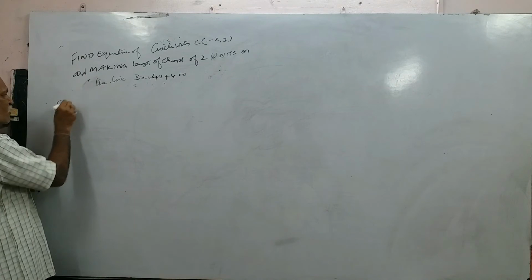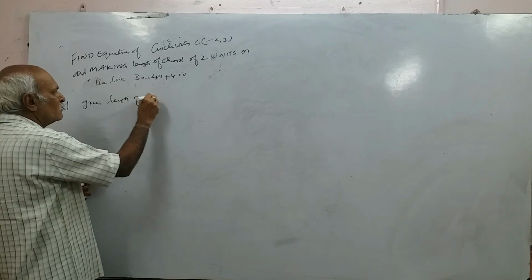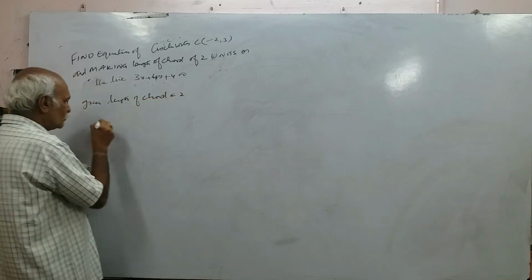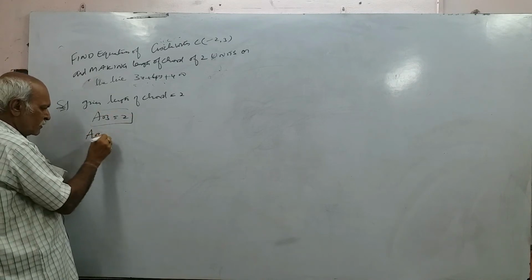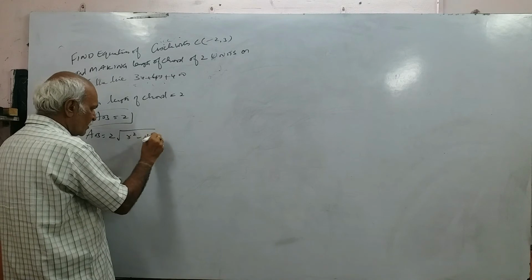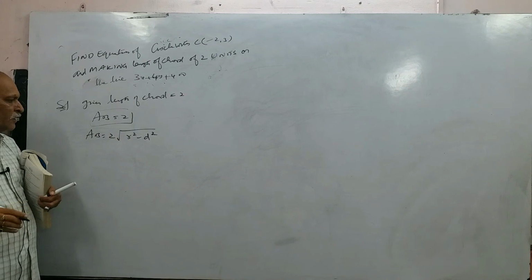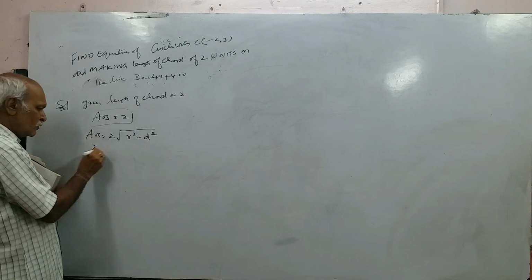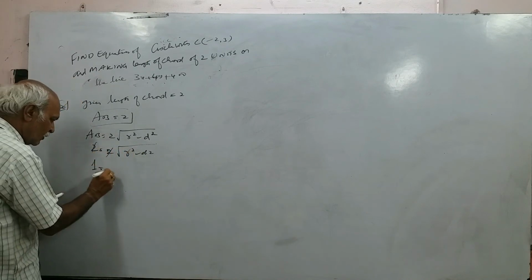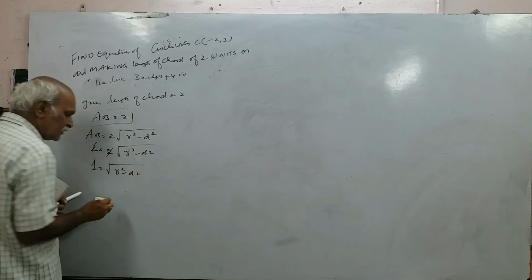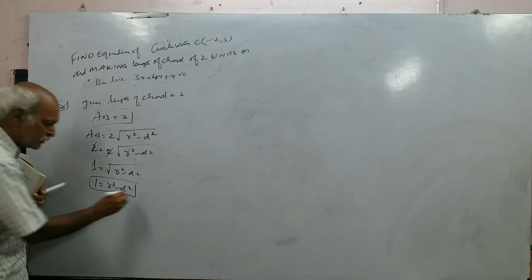Now the solution. Given the length of the chord is 2. So what is the AB value? 2. What is the formula of AB? 2 into root of r square minus d square. So 2 is equal to 2 into root of r square minus d square. 2 will get cancelled. 1 is equal to root of r square minus d square. Square both the sides. Now this is the first equation.